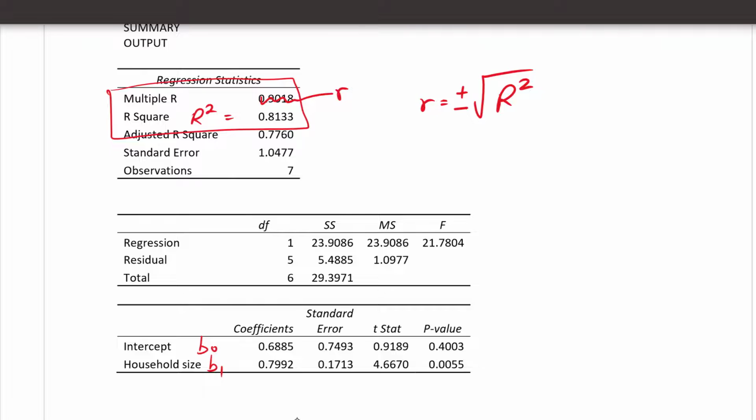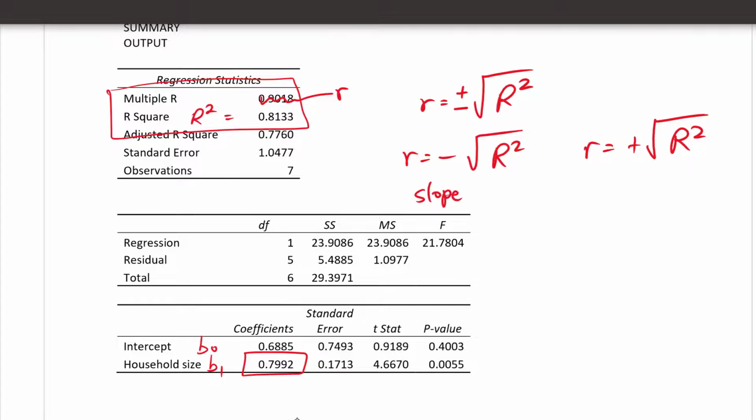So how do we know the actual sign? Should we go for R equals negative square root of R squared, or R equals positive square root of R squared? The answer is this: we look at the sign of the slope. If the sign of the slope is negative, then R will be a negative value. If the sign of the slope is positive, R will be a positive value. So that's pretty much how we find R if R is not given to us.